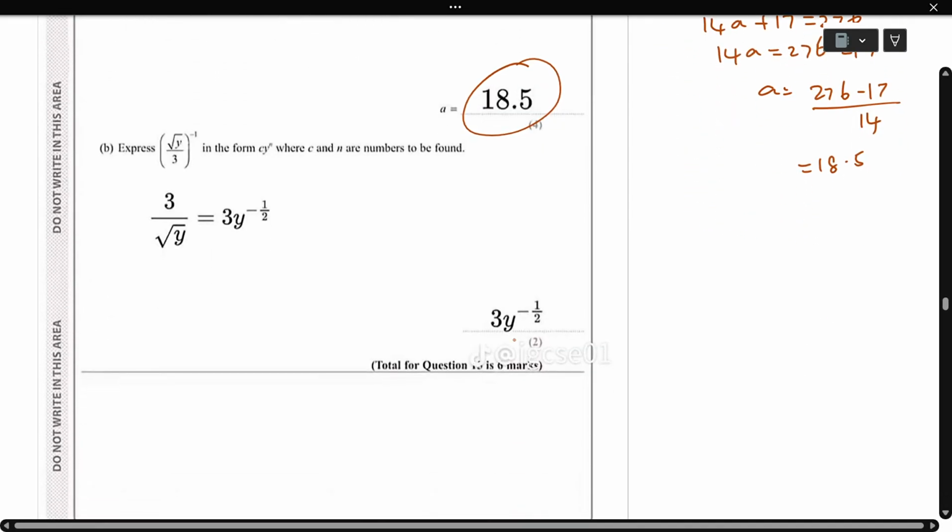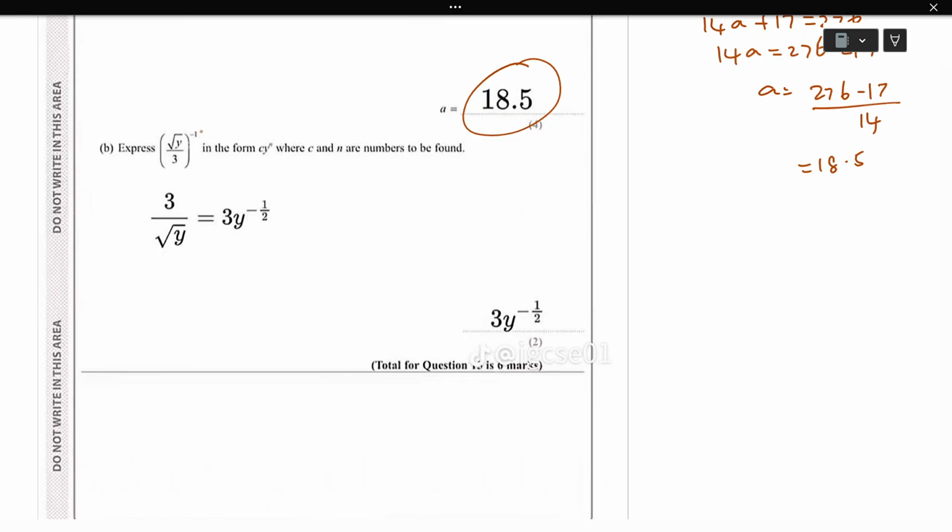The next one: express square root of y over 3, to the power negative 1, in the form c y to the power n. First, the negative 1 is there. When we remove the negative 1, we need to swap the inside, which gives 3 by square root of y, whole power 1. We can write 3 by the square root of y, and square root of y is y to the power 1 by 2. So 3 times y to the power negative 1 by 2. That's the answer here.